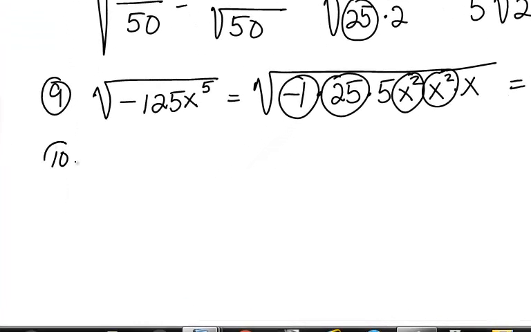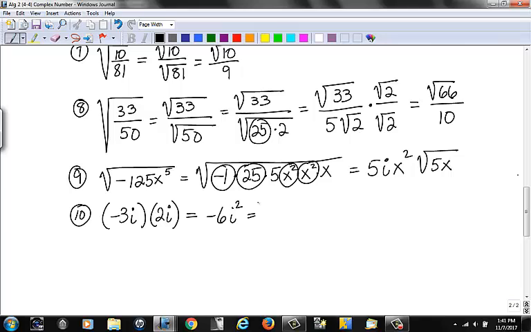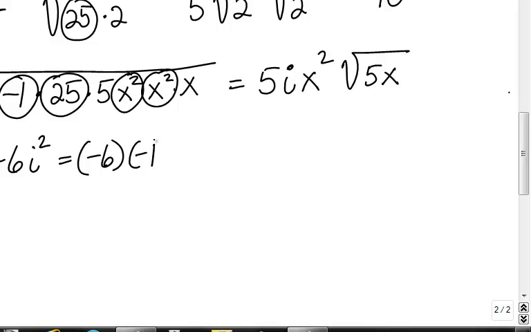Okay, now this next one, they're going to work with the i values, and say they have a negative 3i times 2i. Very similar to what you did with just x variables. Multiply the numbers in front. So negative 6 and i times i squared, but i squared is negative 1. So you have negative 6 times a negative 1, which is a positive 6. Okay? That's your answer.